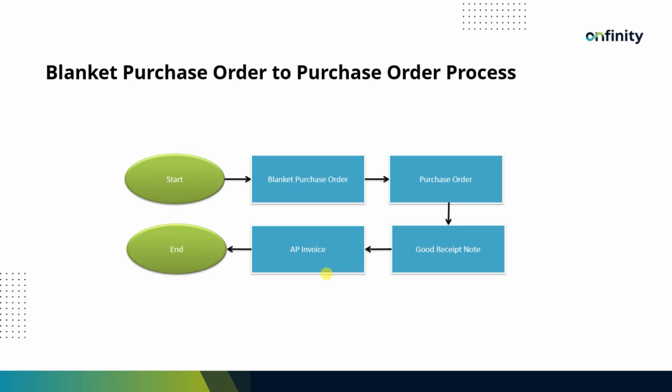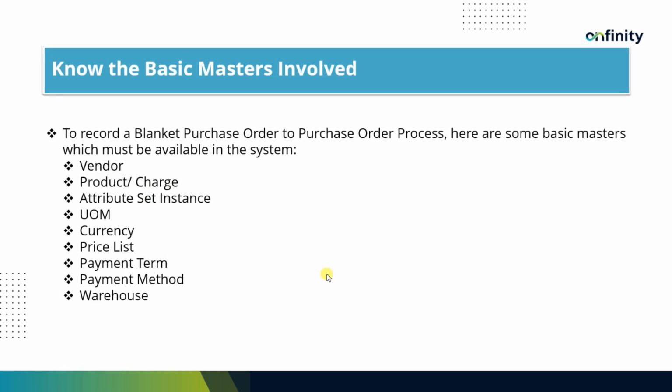Before we move into the system, let's first understand the basic master data required for executing the blanket purchase order to purchase order process. To record a blanket purchase order to purchase order process, here are some basic masters which must be available in the system: a vendor, product or charge, attribute set instance, the relevant unit of measure, the applicable currency, a price list, valid payment term, payment method, and the correct warehouse. These are the essential building blocks for initiating and processing a blanket purchase order through to a purchase order.